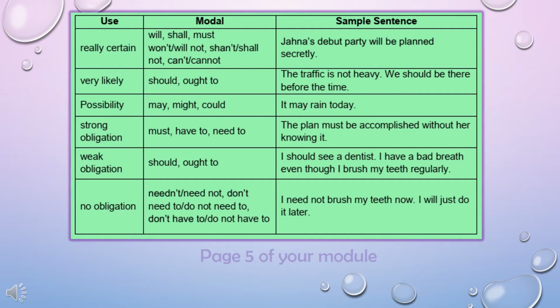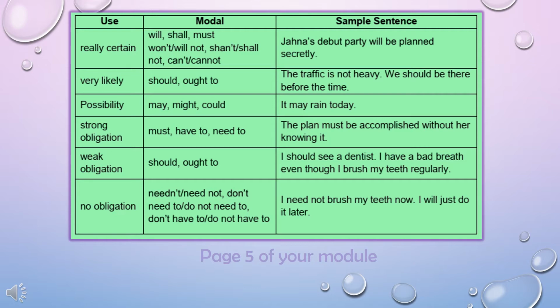The modals will, shall, must, won't or will not, shan't or shall not, can't or cannot mean really certain. So in our sample sentence, Jana's debut party will be planned secretly. So it means that Jana's party will certainly be planned secretly. We are sure or we are certain that it will be planned secretly.